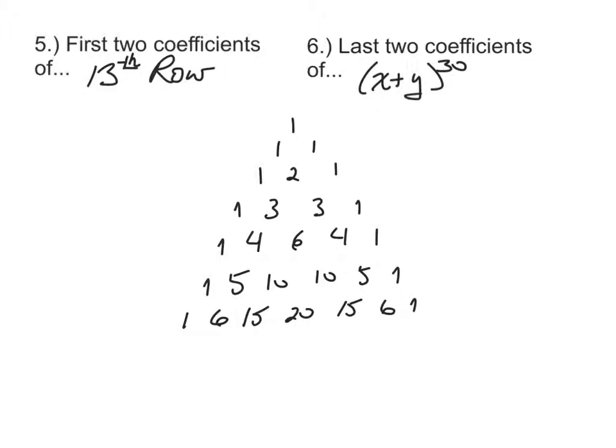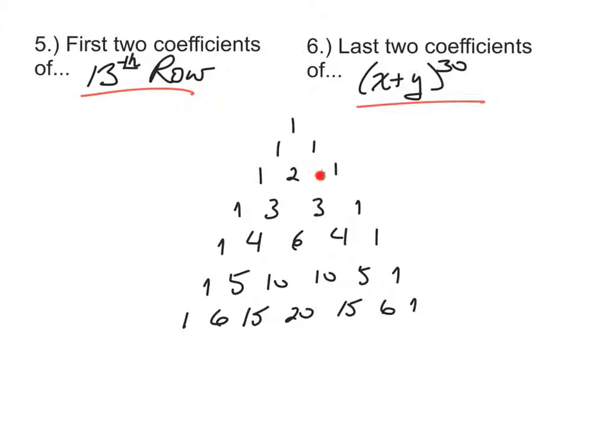1. So what these 2 problems are getting at is what are the first 2 coefficients of the 13th row and the last 2 coefficients of the 30th power. Now what we need to recognize is that when we're talking about the 13th row, that's not the 13th power. And when we're looking at the 30th power, that's not the 30th row. Remember, it's this number that speaks towards the power of the binomial. So for this row, it's really the second power.